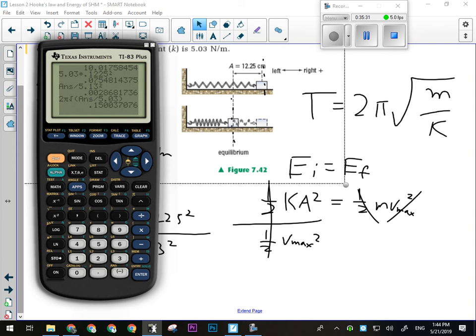Questions on how that one worked? It's not often that you would get one that would combine those two concepts, but it's not outside the realm of possibility either. These kinds of questions calculating the period are pretty easy, so throwing in a little bit of conservation of energy is not to be unexpected.